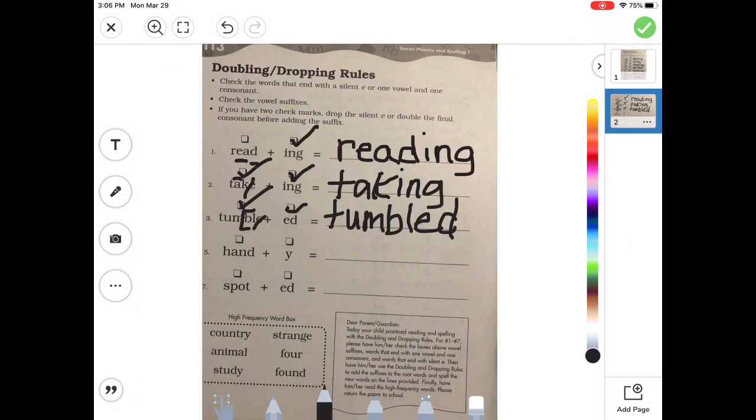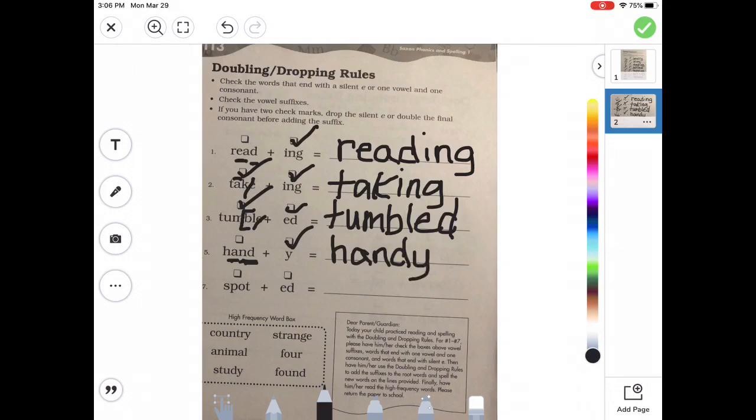How about the next one? I've got an A, but then look behind it. I have 2 consonants, because remember, that's a consonant digraph. I can't split that up, so I can't mark that. And then over here, I've got a Y, which is going to act as a vowel suffix. So since I only have 1 check mark, I'm just going to add them together and spell the word hand and just add the Y for E, handy.